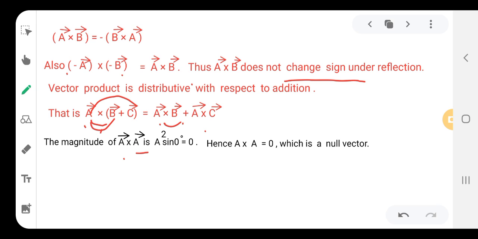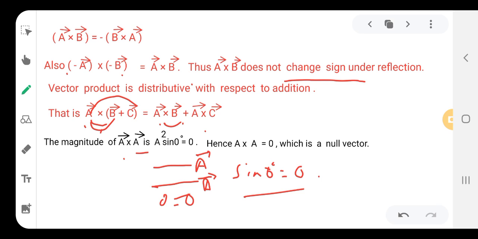So if there are two similar vectors, their direction will be the same. If the direction is the same, for vector A and vector A, the angle theta between these two will be equal to 0, because they are parallel to each other. Therefore A squared sin 0 is equal to 0, because sin of 0 degrees is 0, right? Therefore A cross A is equal to 0. That means it is the null vector.